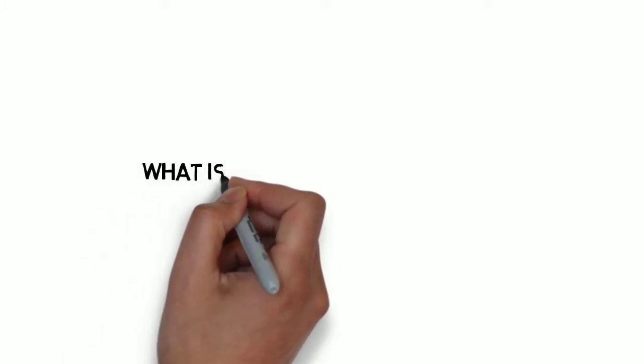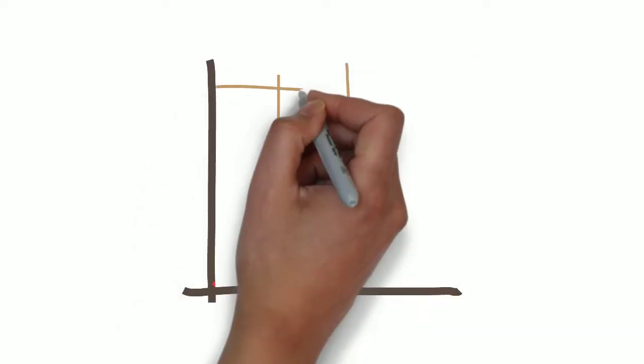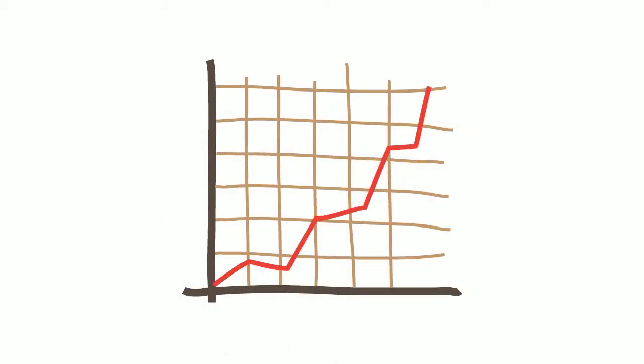What is a minimally important difference, or MID, and why do we need it? When we measure temperature, weight, or anything on a scale, what is an important change? How do we know it's important?